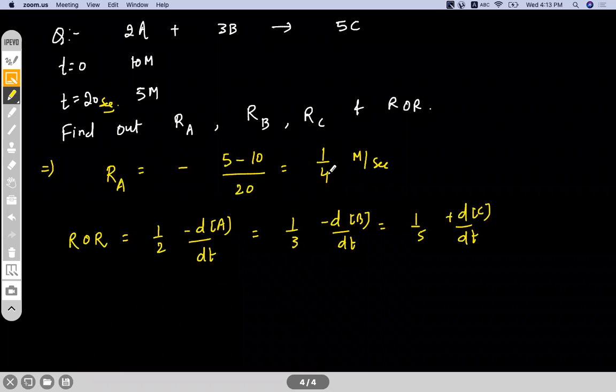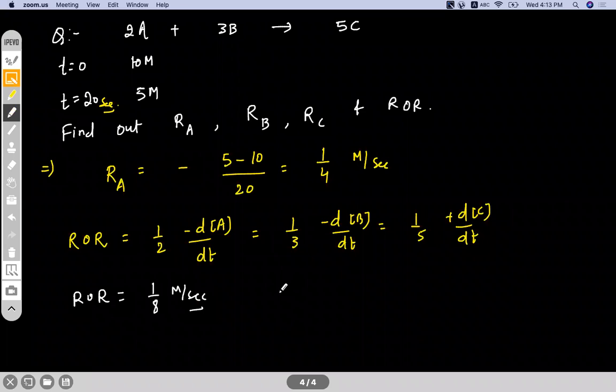So minus d[A] by dt is given as 1 by 4, that is the rate of A. Rate of A is minus d[A] by dt. If I substitute this here, we can find out the rate of reaction, and one by one we can find out all these things. The rate of reaction would be 1 by 4 into 1 by 2, that is 1 by 8 molar per second.